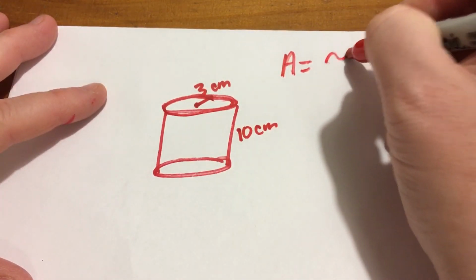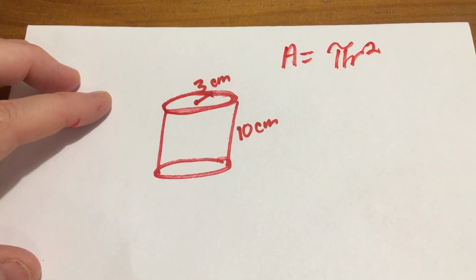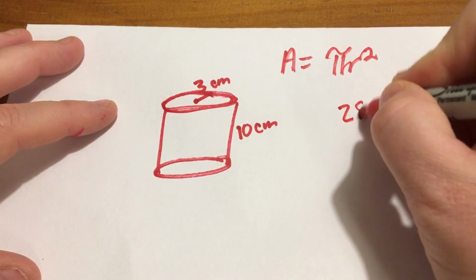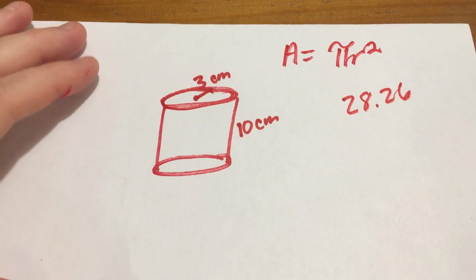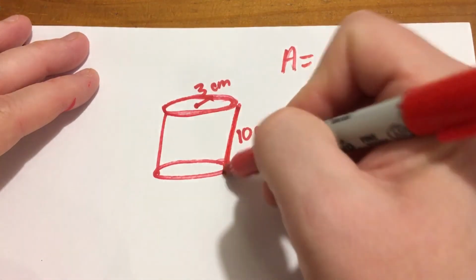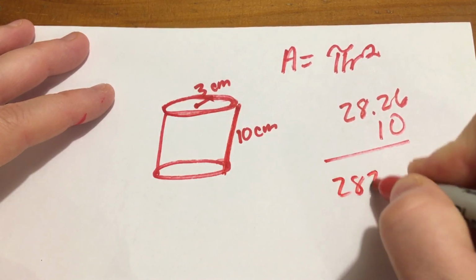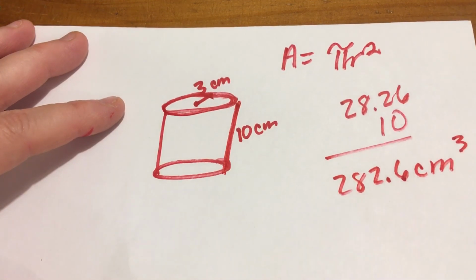All right. So first of all, we need to find the area of the circle. Area of a circle is pi r squared. So let's find the area of this. 3.14 times r squared, so 3 squared, gives us an area of 28.26. The only next step for finding volume is timesing that by 10, or the height, which will give us 282.6 centimeters, and remember, volume is always labeled cubed.